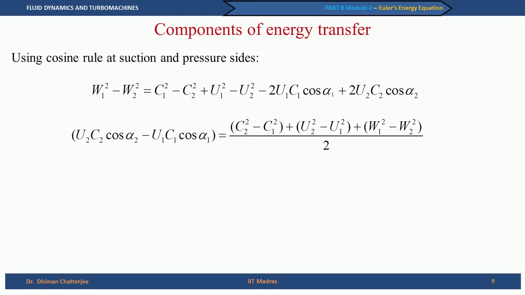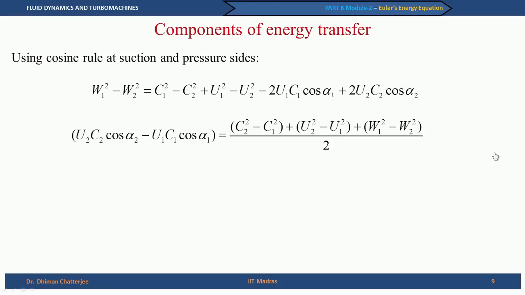If we rewrite this, we get U2 C2 cos alpha 2 minus U1 C1 cos alpha 1 equal to C2 square minus C1 square plus U2 square minus U1 square plus, please note, it is not W2 square minus W1 square, it is W1 square minus W2 square. This is to be borne in mind, that whereas it is C2 square minus C1 square and U2 square minus U1 square, here it comes out to be W1 square minus W2 square, and then the whole divided by 2.